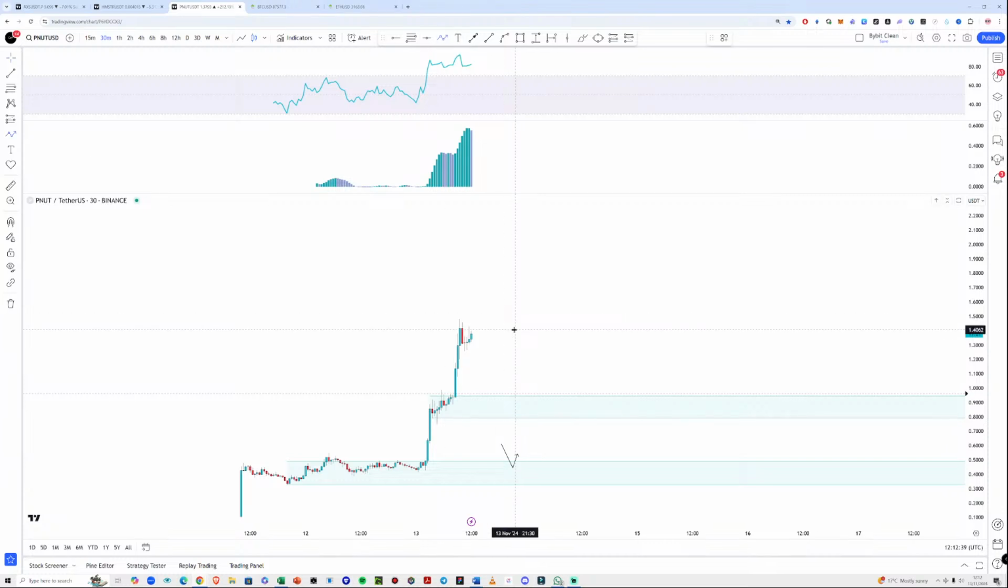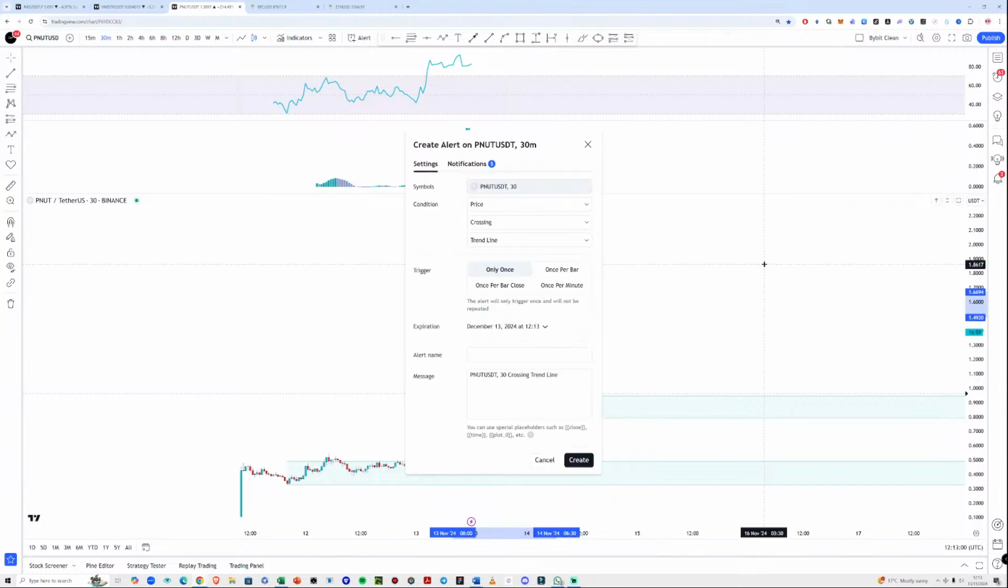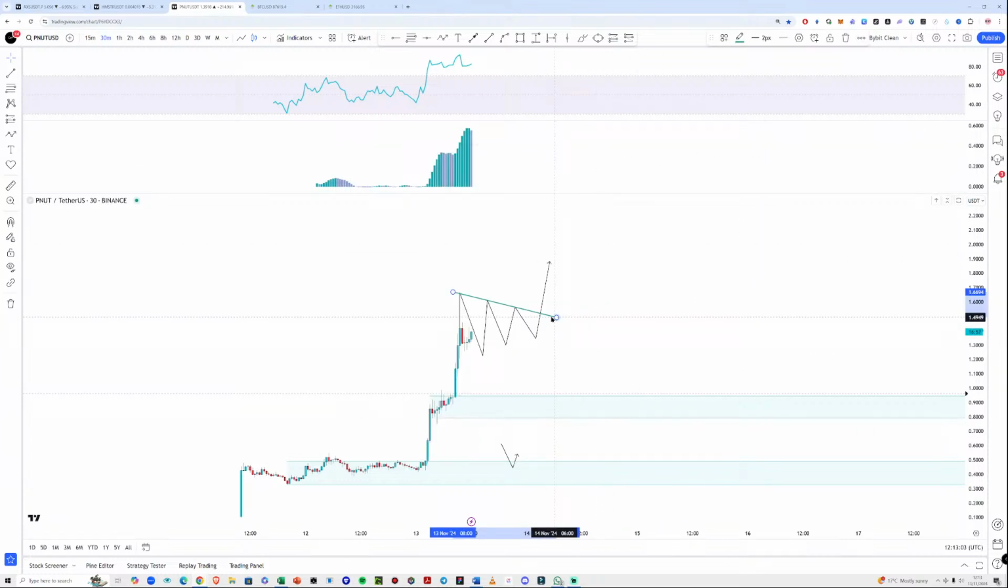So horizontal covered. The next would be diagonal, right? Something like this. So the reason obviously we need to monitor price is because we need to see if these setups are forming. We can't simply rely on alerts. We can then add alerts on the trend line, right? So we can add alerts on the trend line.